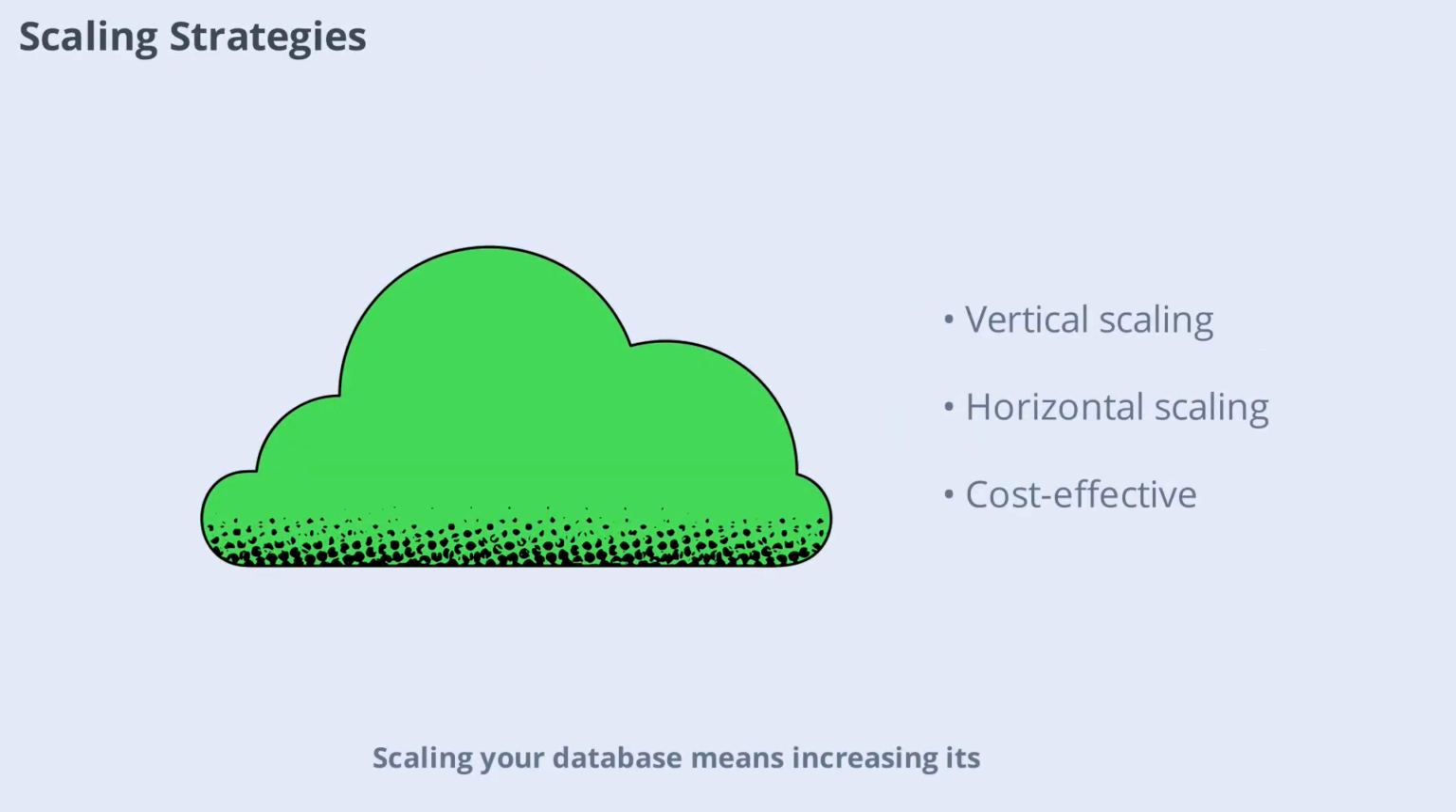Scaling your database means increasing its capacity to handle more data and users. Relational databases typically scale vertically by upgrading hardware, which can be expensive and has limits. NoSQL and NewSQL databases are designed for horizontal scaling, where you add more servers to distribute the load. This approach is more cost-effective and supports massive growth, but requires careful planning to ensure data consistency and performance.